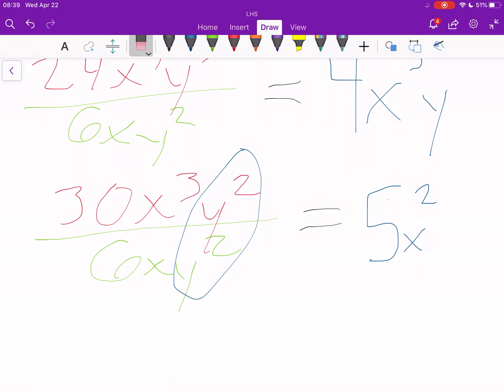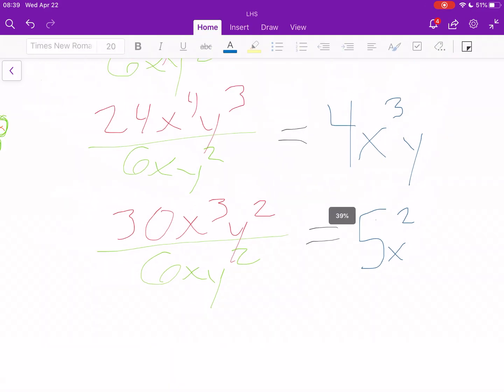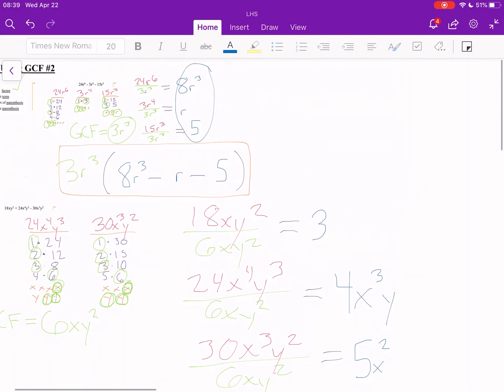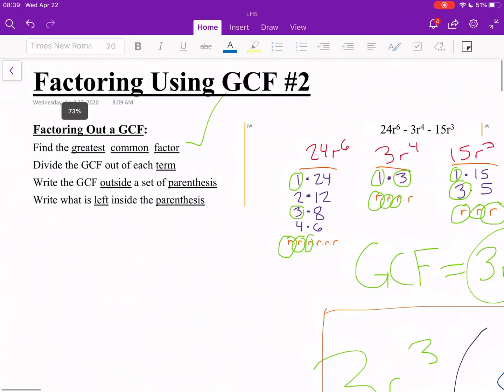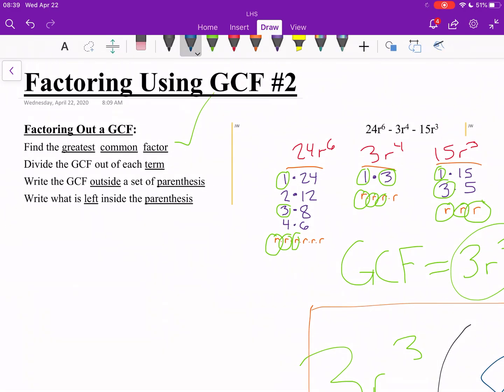So believe it or not, we've already completed that step 2 where we divide each term by the greatest common factor, or divide the greatest common factor out of each term. Same thing. Let's move on to step 3. Write that greatest common factor, which I have in green, outside a set of parentheses, which I'm going to do in black down here.